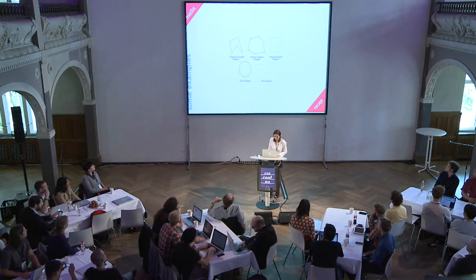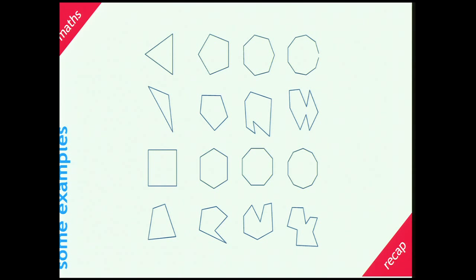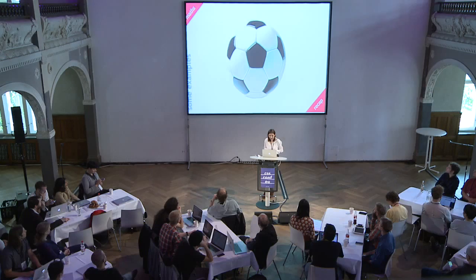So these are a few examples. Concave, convex, convex and regular, and then a circle, obviously not a polygon, and an open line, obviously not a polygon. A few more examples: 3 sides, 4 sides, 5, 6, and it goes on in columns from the first column to the last. First row regular, second row irregular, third row regular, fourth row irregular again.